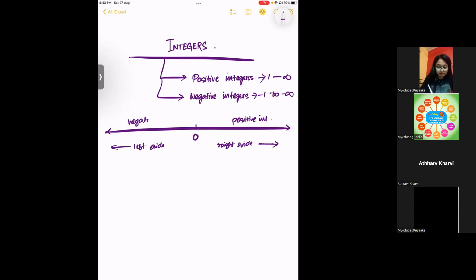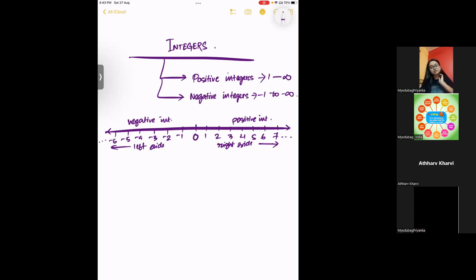Okay, very good. So here, this is the number line: 1 2 3 4 5 6 7, and this side it is -1 -2 -3 -4 -5 -6. On both sides it will go on.